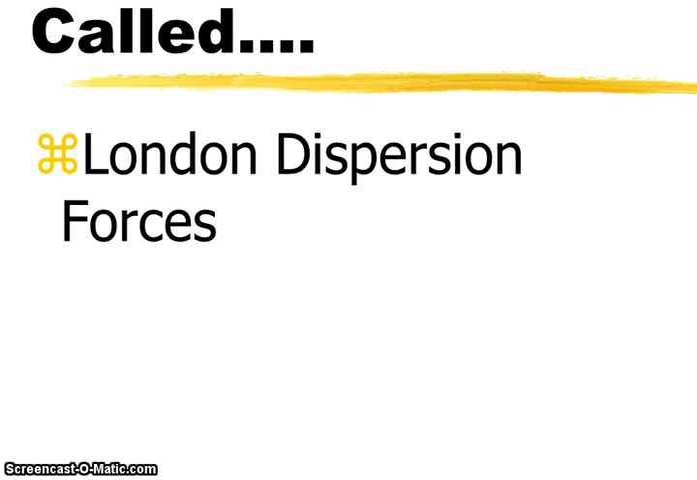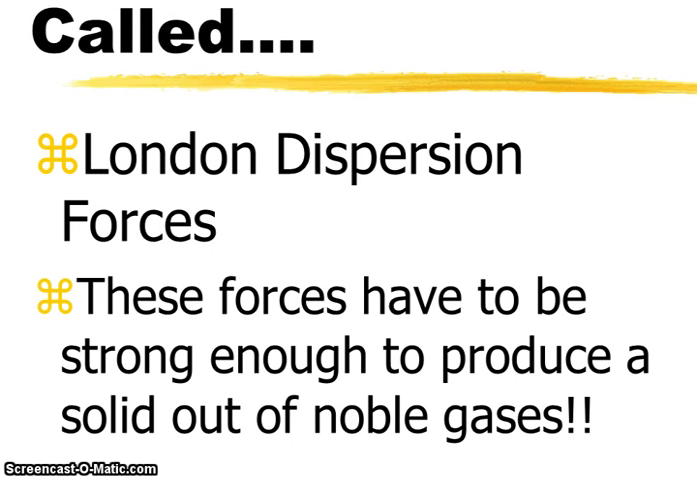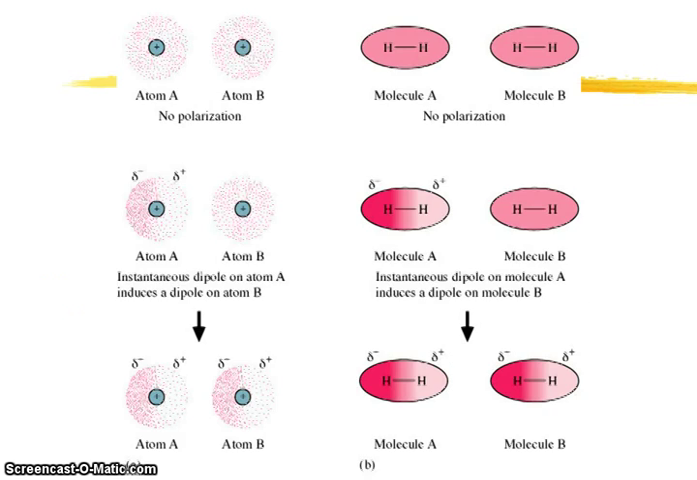And what we're dealing with here are very weak intermolecular forces called London dispersion forces. Sometimes they're referred to as LDFs for short. And these forces have to be strong enough to produce solids even out of things like noble gases. And you may think, well, noble gases are gases. But we can change them into liquids and we can change them into solids if we cool them down and add enough pressure because of these London dispersion forces between these nonpolar atoms.